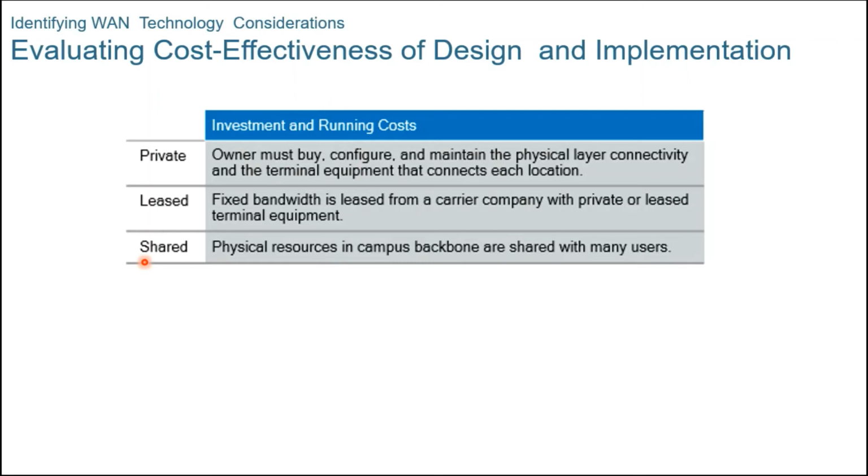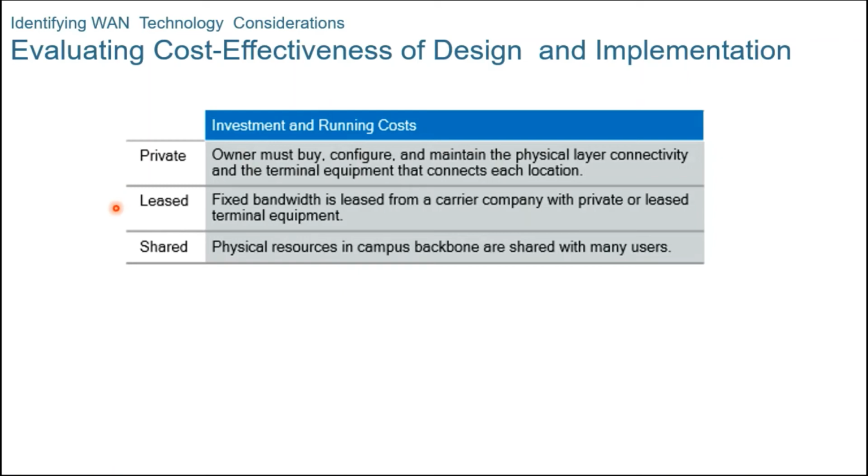management center personnel. So from the ownership perspective, WAN links can be thought of in the following three categories: private, leased, and shared. Now for private, a private WAN uses private transmission systems to connect distant LANs. The owner of the private WAN must buy, configure, and maintain the physical layer connectivity such as copper, fiber, wireless, and coaxial, if some organizations are still using coaxial, and the terminal equipment required to connect locations.